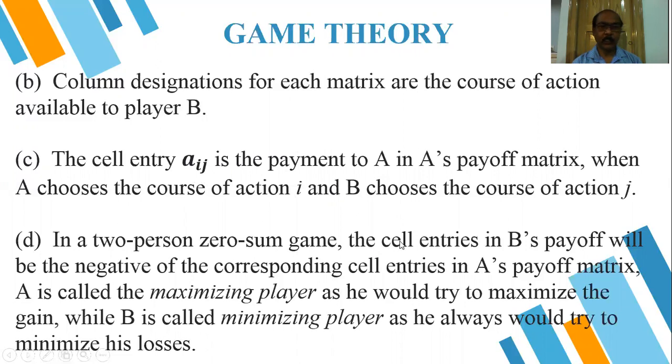In a two-person zero-sum game, the cell entries in B's payoff matrix will be the negative of the corresponding cell entries in A's payoff matrix. A is called the maximizing player as he would try to maximize the gain, while B is called the minimizing player as he always would try to minimize his loss.